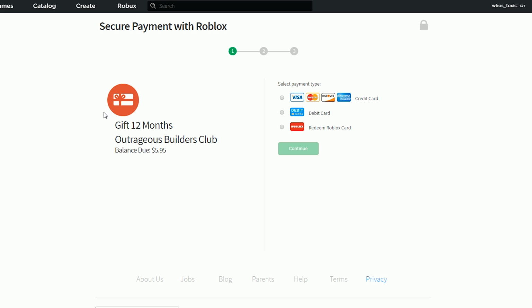Today we're going to be talking about something very interesting that somebody has found. I could not figure out who originally found this page or what they did to find it, but as you can see, we're on a page on Roblox that says secure payment with Roblox. Gift 12 months Outrageous Builders Club. Balance due $5.95. And you're able to select a payment type.